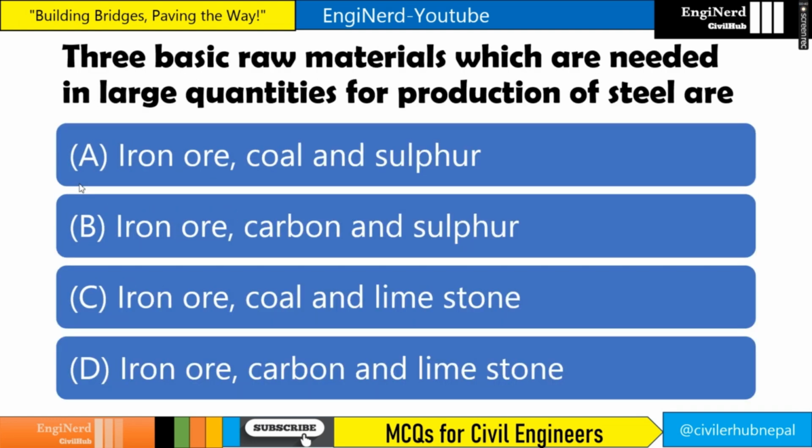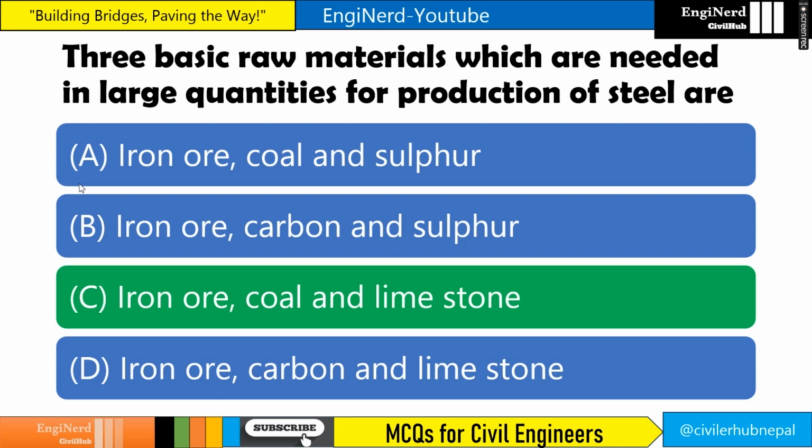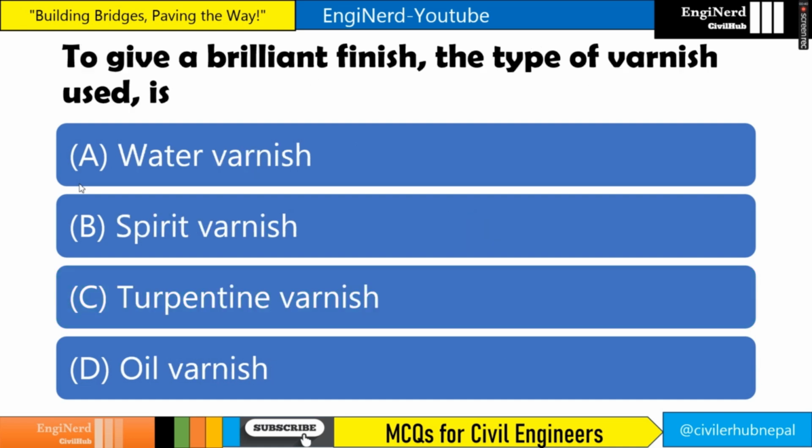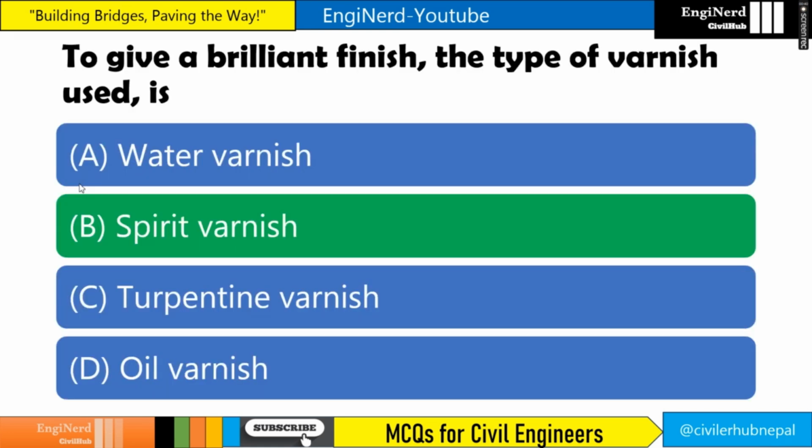Three basic raw materials which are needed in large quantities for production of steel are, basically, iron ore, coal and limestone, right? Iron ore is essential obviously, and then coal as fuel and limestone as flux. The answer is C. To give a brilliant finish, the type of varnish used is spirit varnish, right? For spirit varnish or lacquers, if you see here, they are more brilliant. So the answer is spirit varnish.